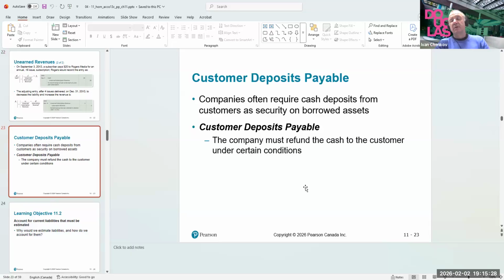Customer deposit payable is another short-term liability, which is related to the payment that we already received from our customers. The company may require a cash deposit as security. So what's going to happen? Obviously, the company must return the cash to the customer under certain conditions. If we cannot fulfill the order, we have to return the cash.